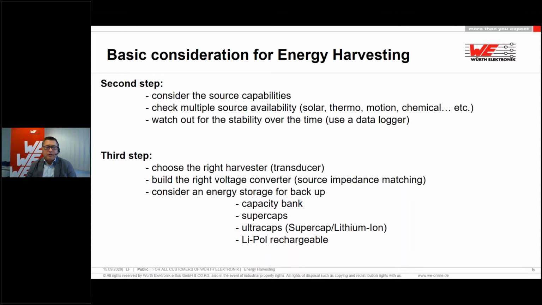You can choose a capacitor bank, you can use supercaps, you can use ultracaps, which is a combination of supercap and lithium polymer. And a lithium-ion rechargeable battery is the biggest possibility, the highest energy density which you can get.